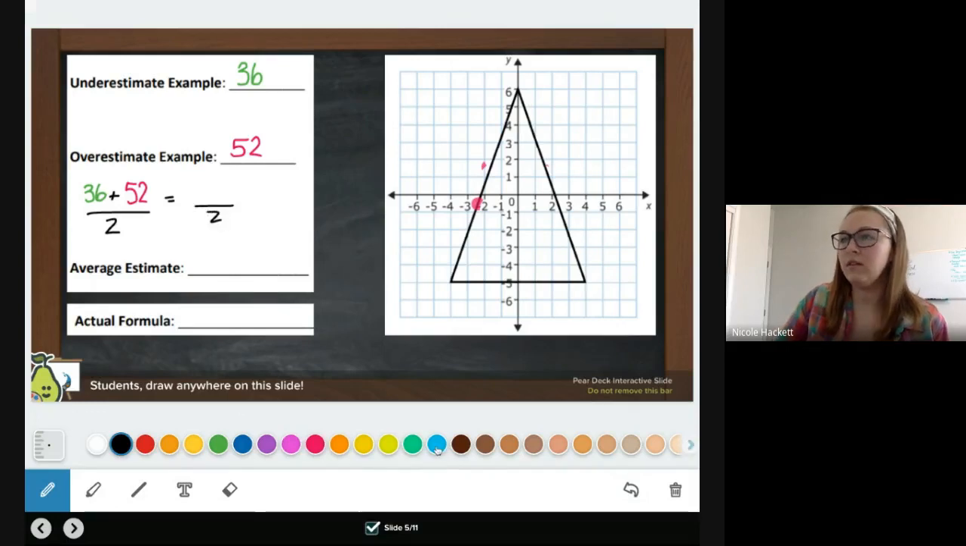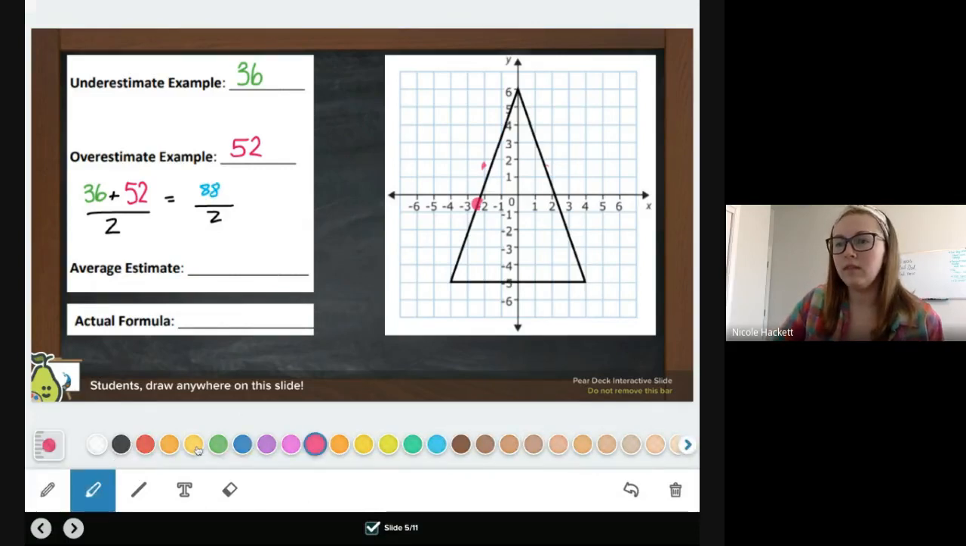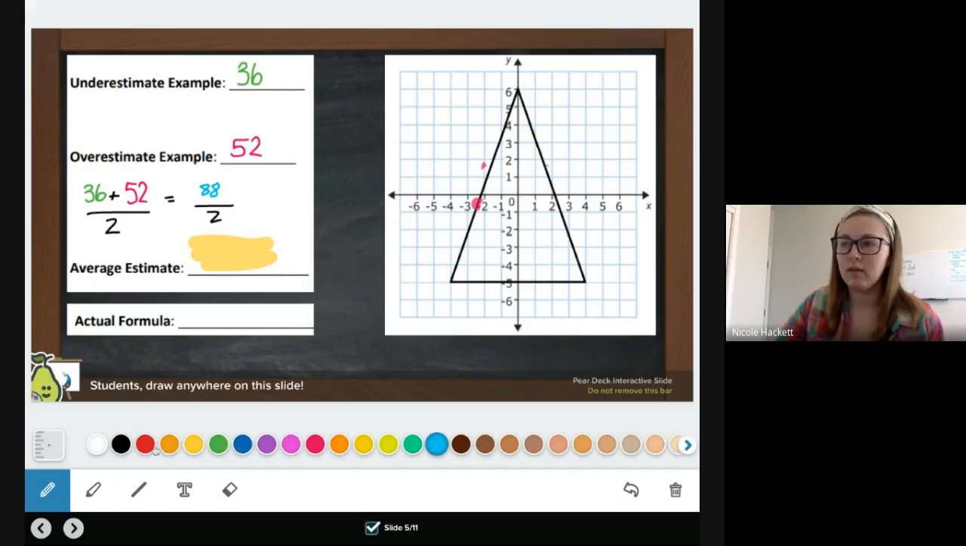We still need to divide that 88 by 2. Okay, so dividing that 88 by 2 is going to give us our average estimate of what kind of area that takes up. So we've got 44, it's a pretty good estimate. It's like somewhere in between there.